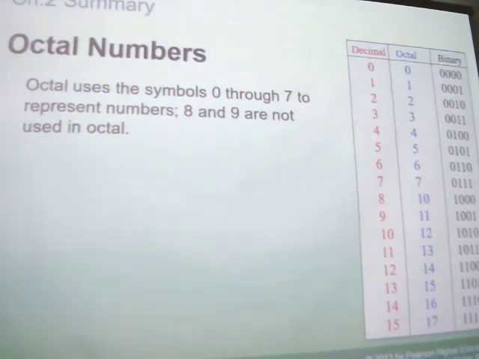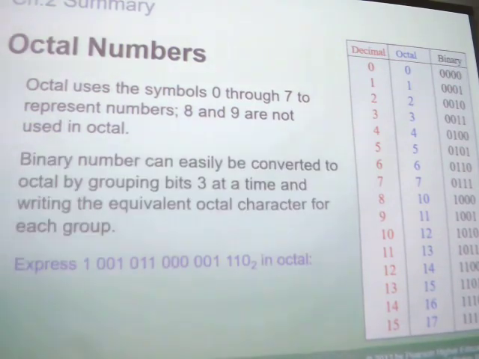Octal numbers use symbols 0 to 7 to represent numbers. 8 and 9 are not used in octal. So a binary number can be converted to octal by grouping bits 3 at a time and writing the equivalent octal character for each group.